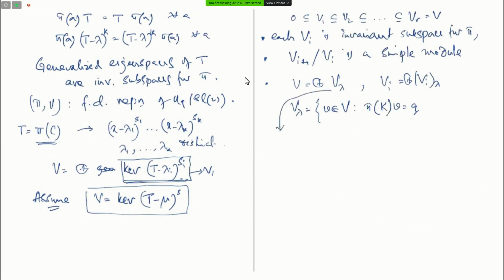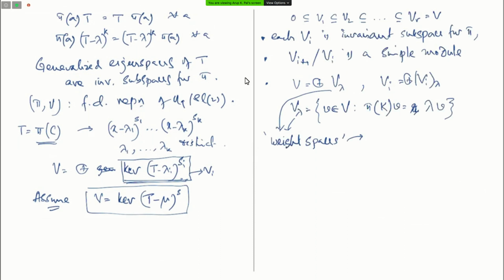So these are weight spaces. What was the definition of a weight space? The eigenspace of K, pi K. So this is V_lambda. So these are called weight spaces. These are not going to be invariant subspaces for pi, because X and Y will push the eigenvector corresponding to eigenvalue lambda to an eigenvector corresponding to a different eigenvalue.